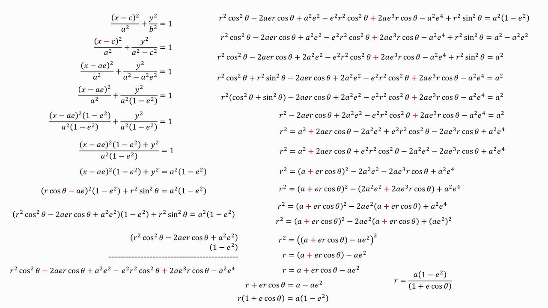I take the square root. I get rid of the parentheses. And now I need to subtract er cosine theta from both sides. So it's r minus er cosine theta equals a minus ae squared. And that's now r times 1 minus e cosine theta equals a times 1 minus e squared. And now the denominator, instead of being 1 plus e cosine theta, is 1 minus e cosine theta. So I just derived the other version of this equation, which puts the left focus at the origin.